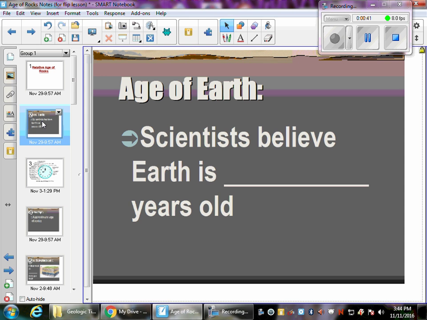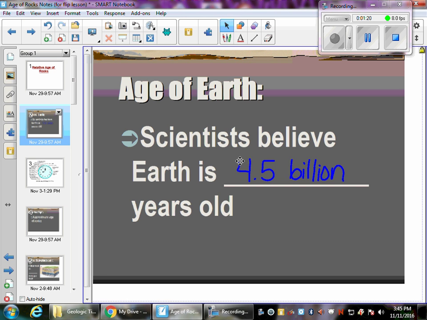So the first thing I want you to think about is how old or what the age of the Earth is. So scientists believe the Earth is blank years old. What do you think? Come up with a guess. Your best guess. The best estimate for how old the Earth is about 4.5 to 4.6 billion years old. Okay, between 4.5 and 4.6, depending on where you look, you might get either of those numbers.